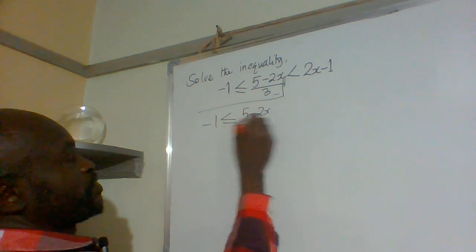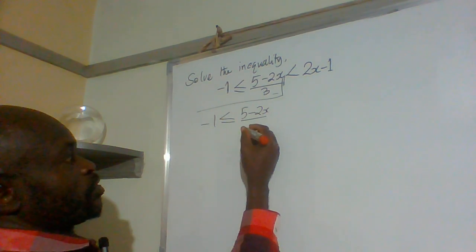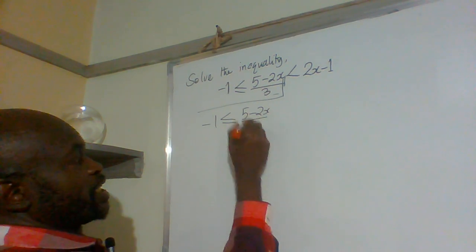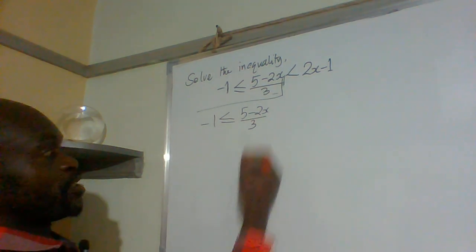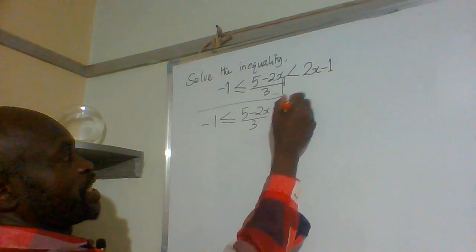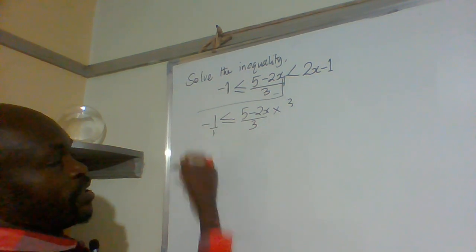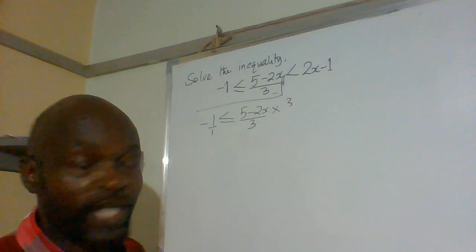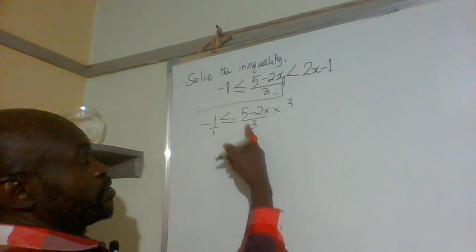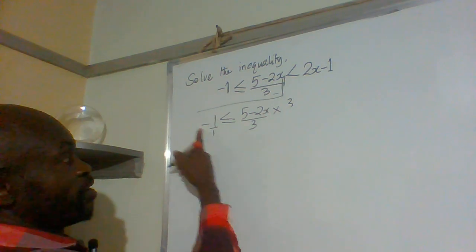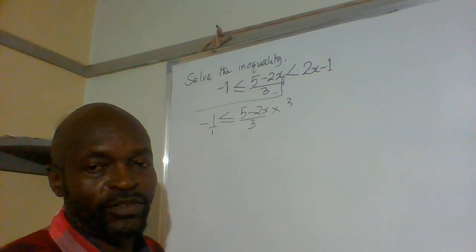Now here we have negative 1 is less than or equal to 5 minus 2x over 3. What I would start with, and what is advisable, is to multiply both sides by the LCM, in this case the LCM of 1 and 3. Whenever we have a whole number, the denominator is 1. So here we have an algebraic fraction whose denominator is 3, and here we have a whole number, negative 1, which can also be written as negative 1 over 1.